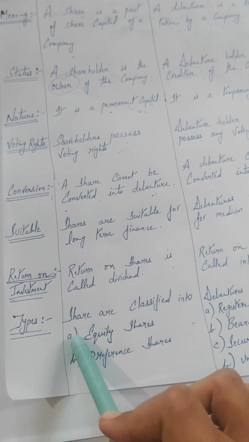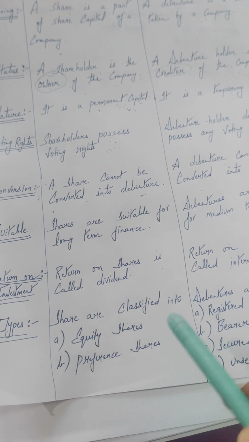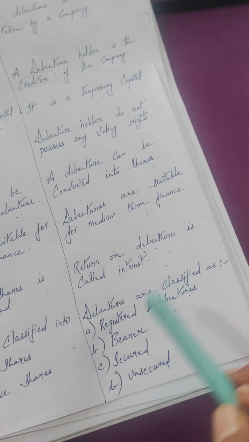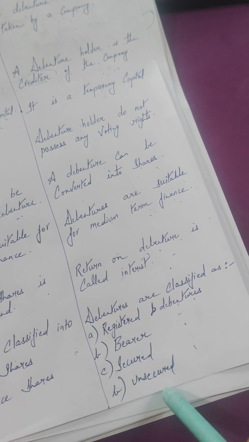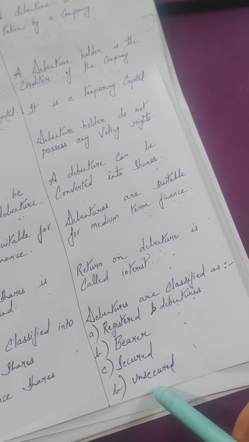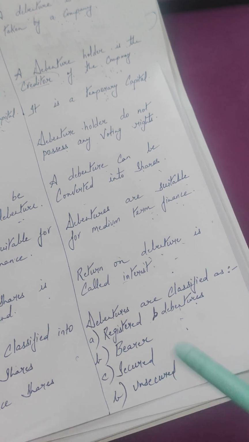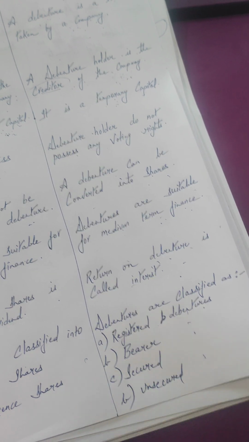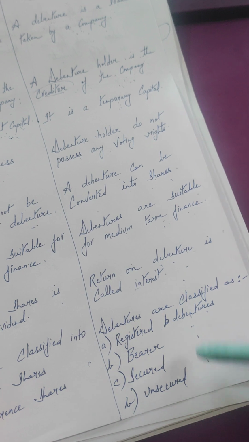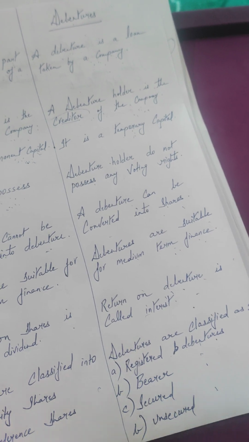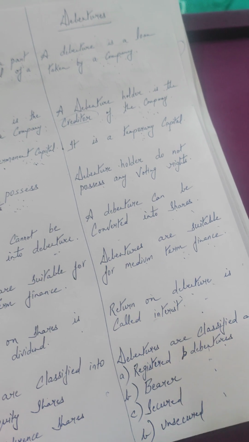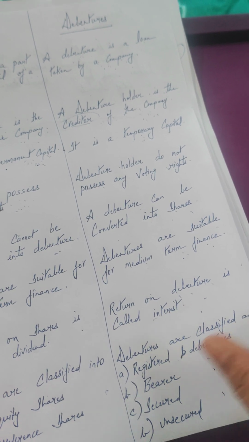Next one is types. Shares are classified into equity share and preference share. And debentures are classified as registered debenture, bearer debenture, secured debenture, unsecured debenture, redeemable debenture, irredeemable debenture, convertible debenture and non-convertible debenture. I have not written all the specific points, just 2-3 points over there. If you need, you can write them in your answer sheet. So these all carry the 8 points.